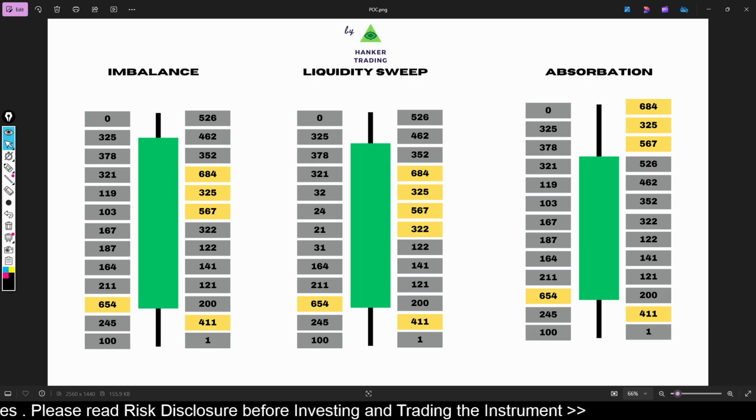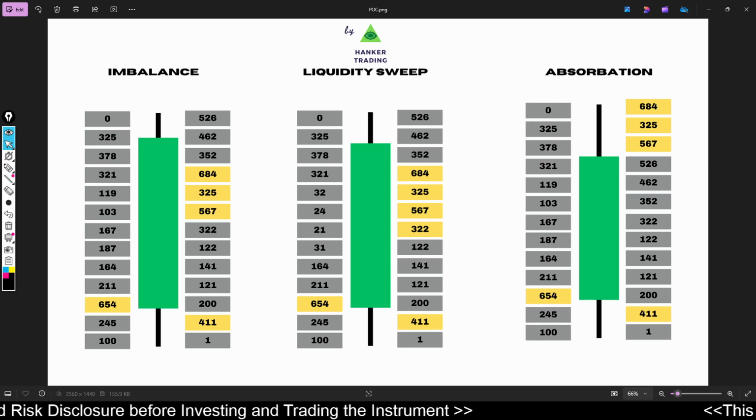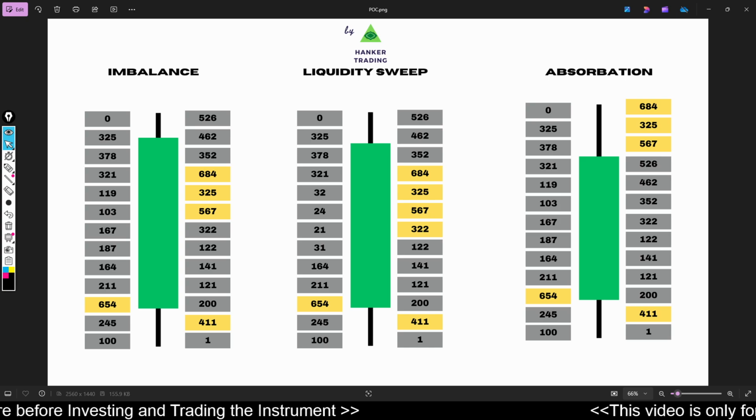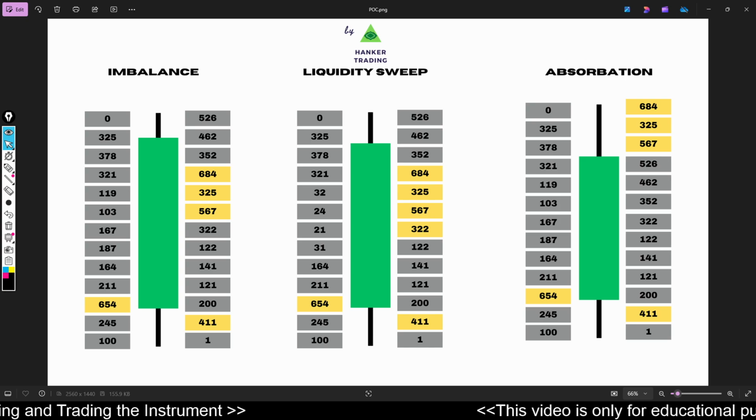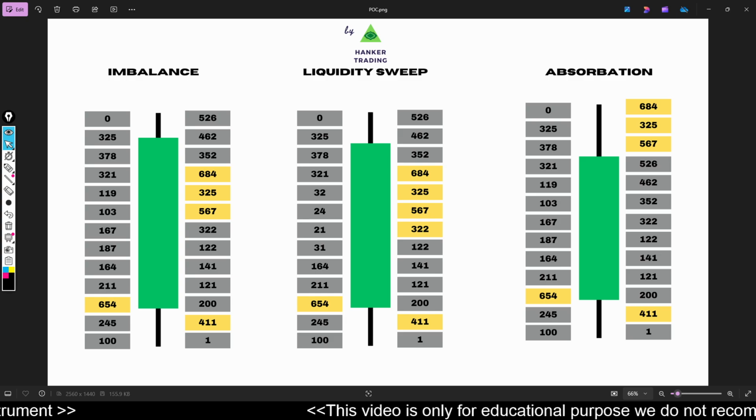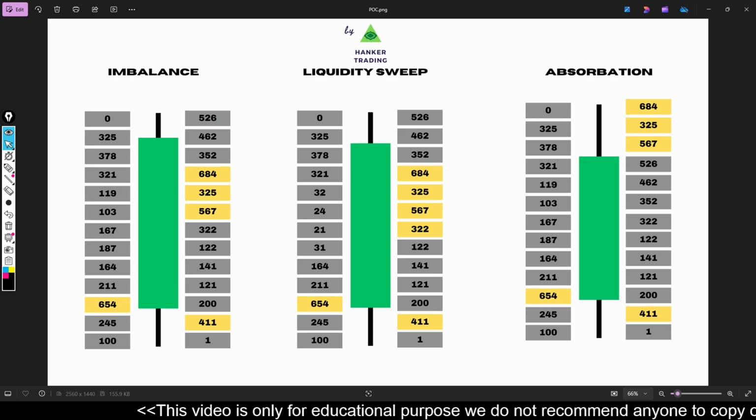So in this video, I'm going to explain to you about the imbalance, liquidity sweep and absorption by keeping this topic side by side, and how all these concepts are similar when it comes to the filling. All these orders are filling the passive orders, but they have been given different names just because of how the price is respecting the particular volume, right?